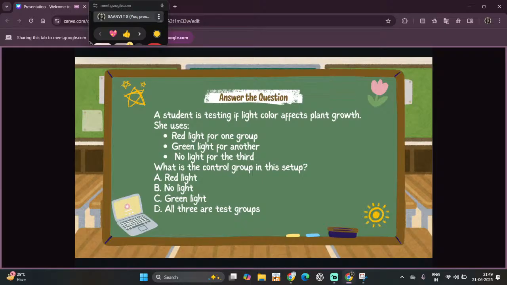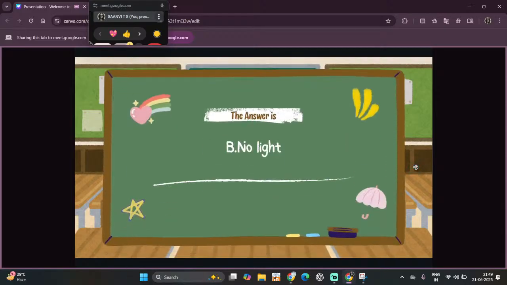All right, there is a confusion here. I'm getting a mixed set of answers. So the right answer here is no light. Now, some of you asked what is a control group? So control group is basically the experimental group which does not involve independent variable modifications. You will get to know more about this in the notes. If you go through it, you will understand it better.